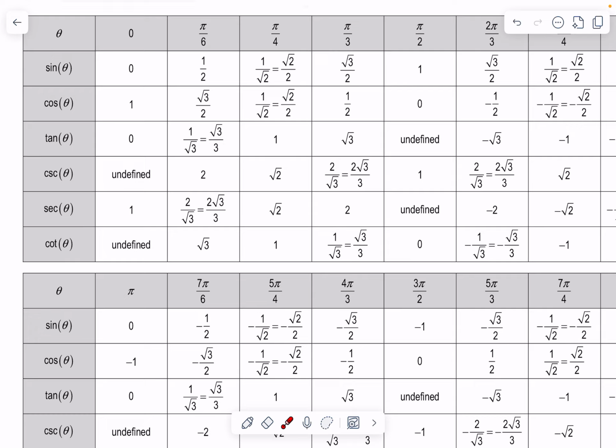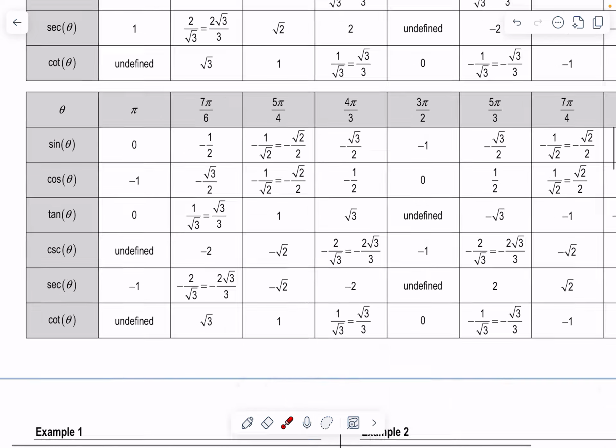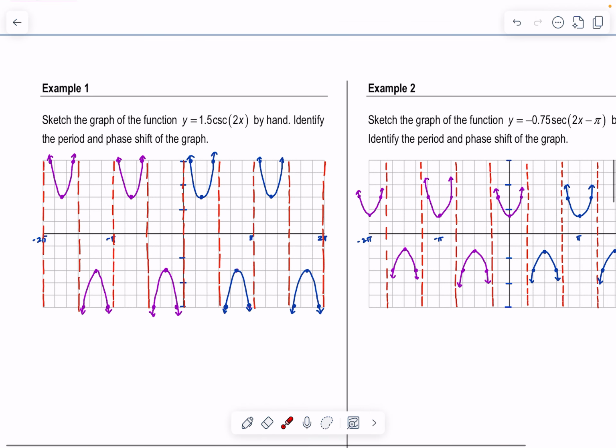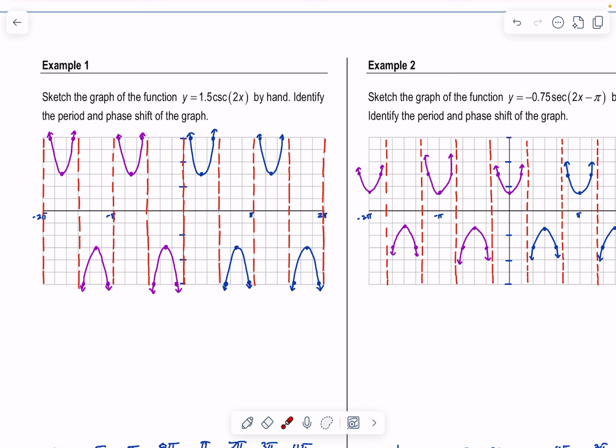And then for secant, we can use 0, pi over 3, pi over 2, 2 pi over 3. Again, I'm skipping all the ones that are square roots. So for radical 2 and radical 3, I'm skipping all of those because we're going to be graphing by hand, and without a calculator it would be harder for us to solve square root of 3 over 2 times something. All right, let's start.